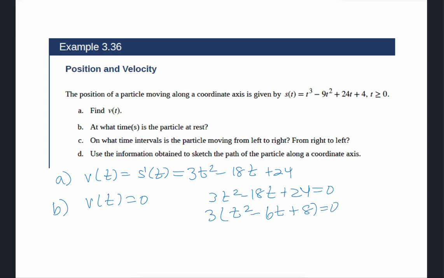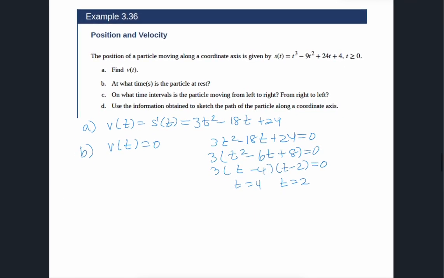Factor if you can. If you can't, you have to use the quadratic formula. This is factorable to be t minus 4 and t minus 2. 4 times 2 is 8, but adds up to the 6 in the middle. So at time 4, and they didn't give us units for seconds, minutes, hours, who knows, but at time 4 and at time 2, the thing would be stopped. Okay, so that's what B tells us.